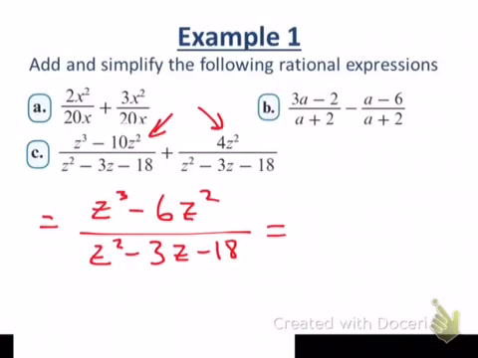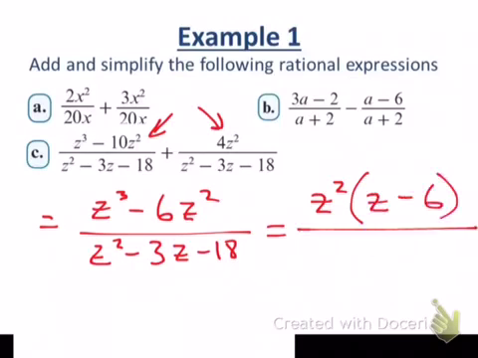What can I factor out of the numerator of this fraction? z squared. z squared is correct, and that leaves me with z minus 6. And how do I factor z squared minus 3z minus 18? z minus 6 times z plus 3 is correct. And we're at a point where we need to be able to factor just about that quickly. What are the factors of negative 18 that add up to negative 3?